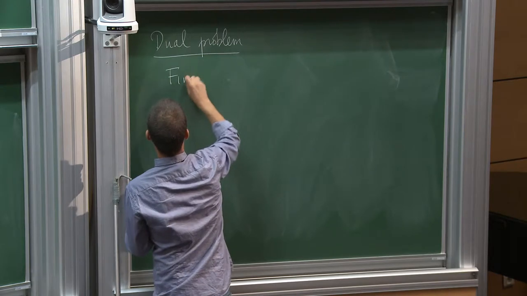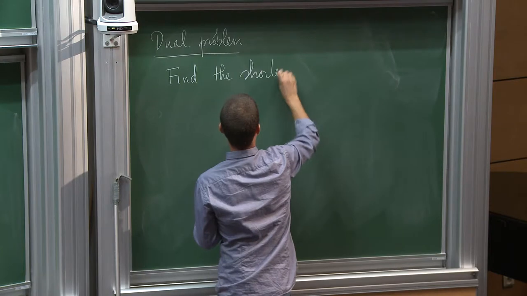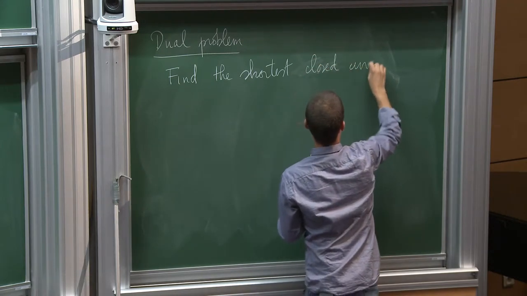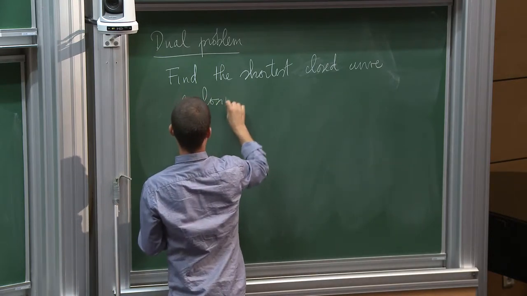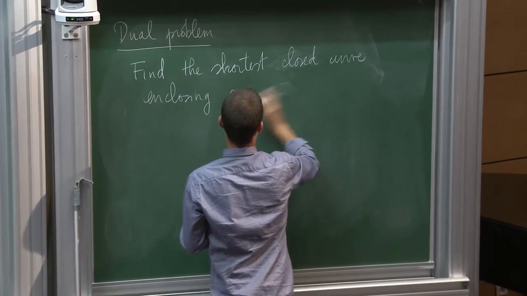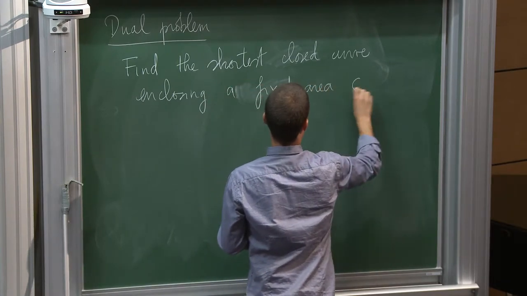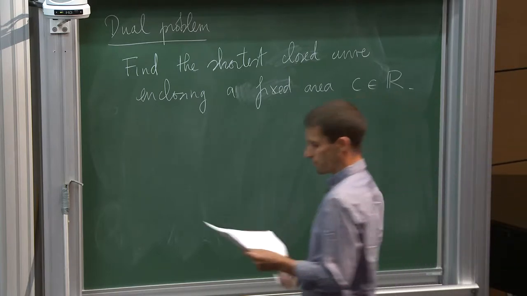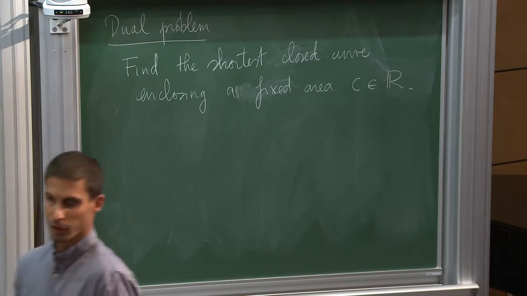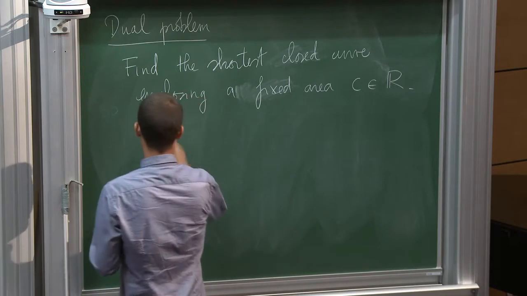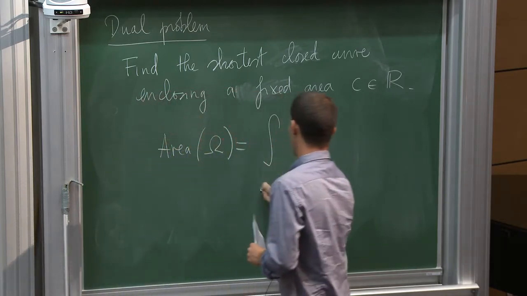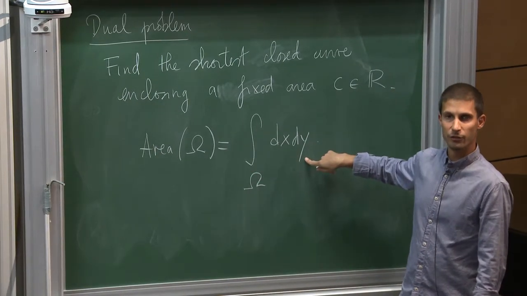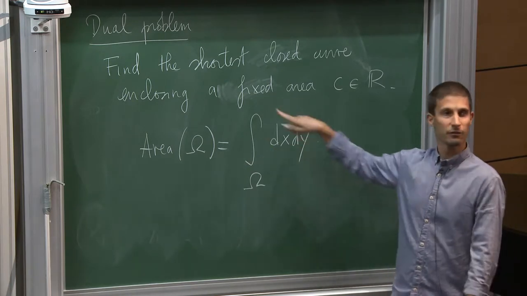So the dual problem is this. Find the shortest curve, let's say closed, since it was closed, curve, enclosing a fixed area, let's say a real number. Indeed, when you work with this, you can think to assign the area, so an area which takes plus or minus in terms of the orientation of the curve you are taking. So as an area of a set, you can think simply to evaluate the double integral over this region omega, okay? This is okay for everybody.